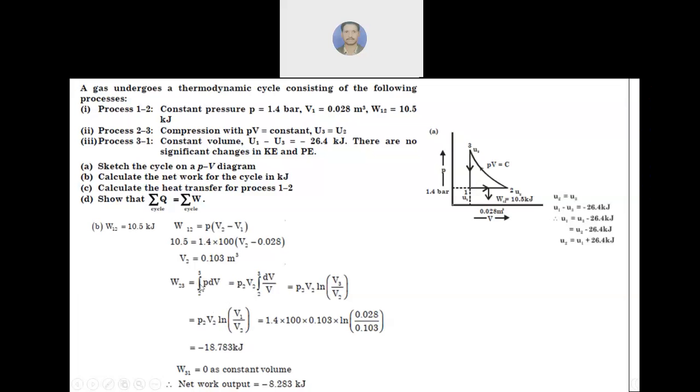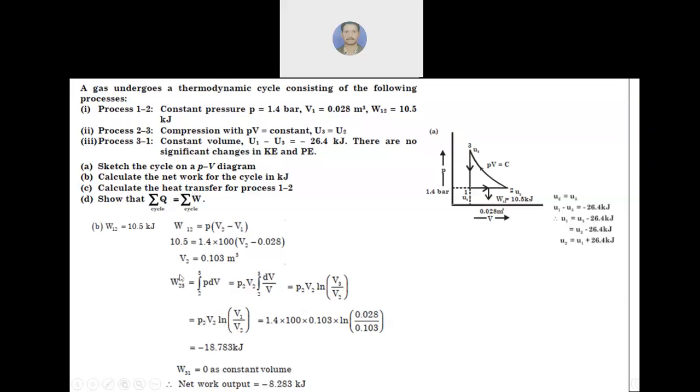See carefully. Work done is given by this formula, ∫P dV. P can be written as P2 V2 by V. When you simplify, you will get P2 V2 into log of V3 by V2. Now, because process 3-1 is a constant volume process, which means volume at state 3 is equal to volume at state 1, replace V3 with V1. Now put all the values. We will get work done equals to this. This is our work done in process 2-3.